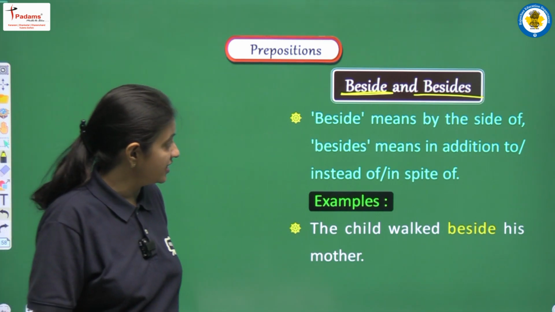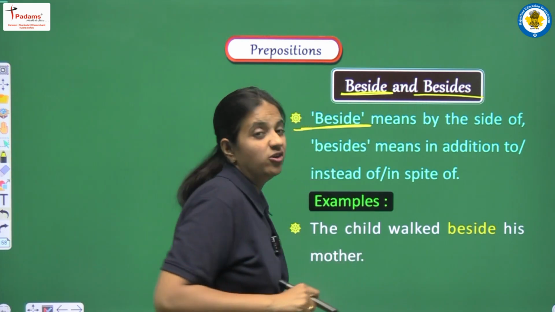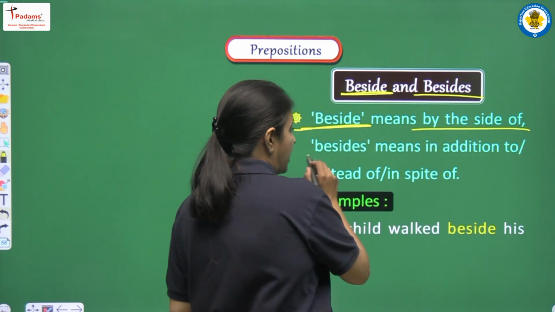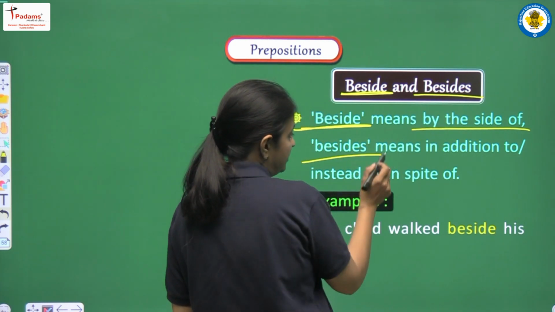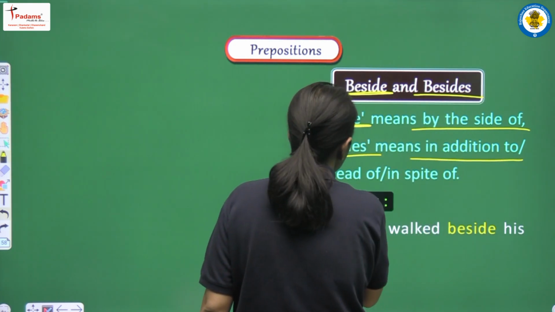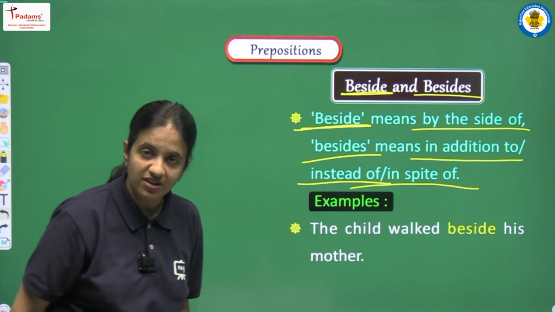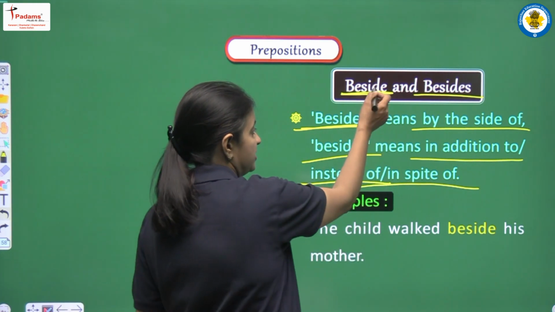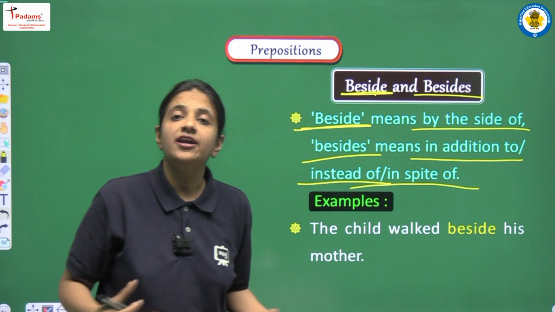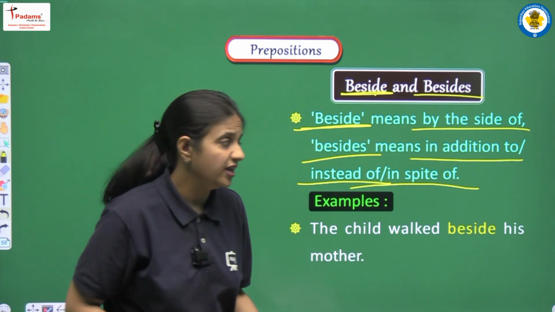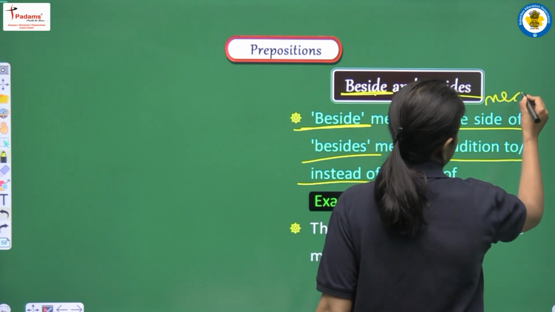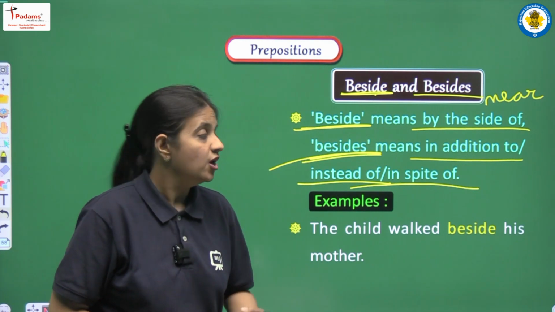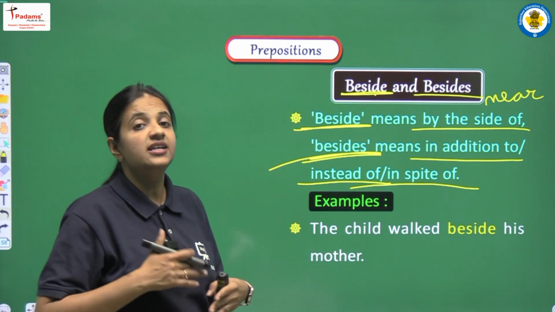So now let's try to understand beside. First of all we are talking about beside. So let's see, beside means by the side of. And this second preposition, besides, means in addition to, or we can say instead of, or one more meaning we have here, that is in spite of. So now one more time, let's see. First of all, beside. This beside means by the side of, like we can say near. And this besides means in addition to, or instead of, or we can say in spite of.